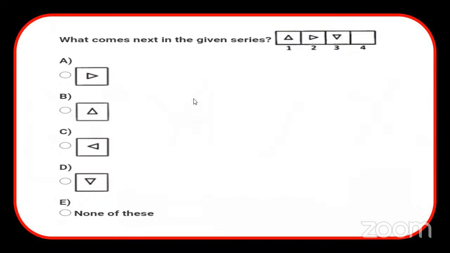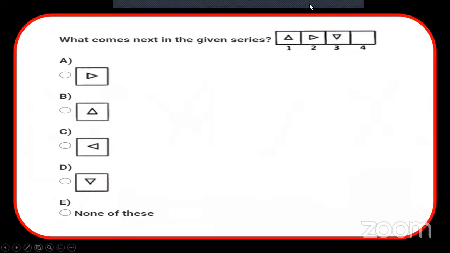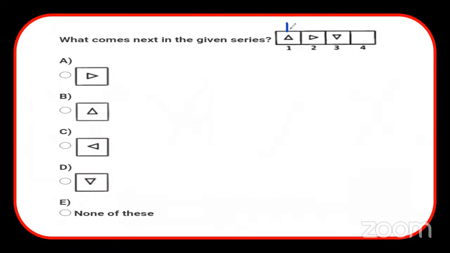We have the triangle pointing upwards. I'm just going to use an arrow to show what I'm really saying. So we have this one pointing up, the next one pointing to the right, the next one pointing down. And so we can assume that this one is pointing to the left, right? Like north, east, south, and west. Yeah. So let's see which one is pointing to the left. That looks like C. Very good, guys.